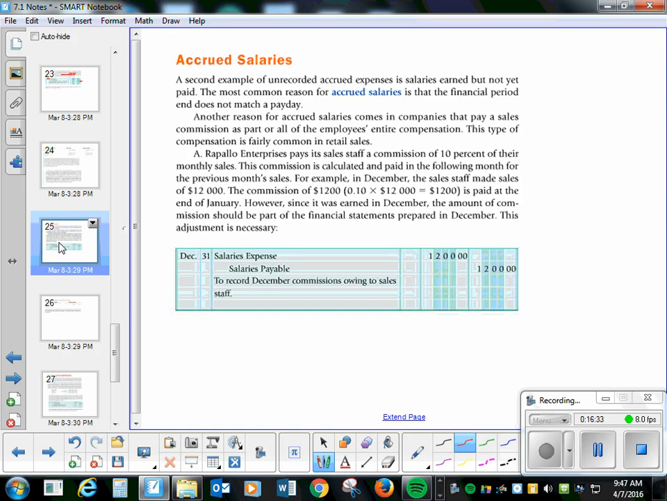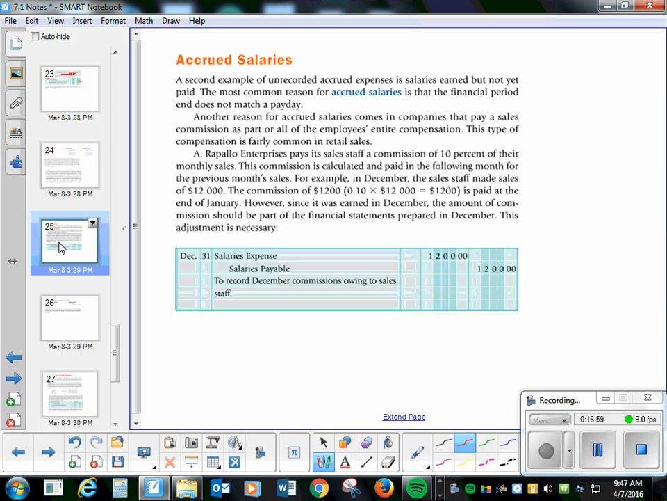A second example of an unrecorded accrued expense is salaries earned but not yet paid. The most common reason for accrued salaries is that the financial period end does not match an actual payday. Another reason for accrued salaries comes in companies that pay a sales commission as part of the employees' entire compensation. This type of compensation is fairly common in retail sales.